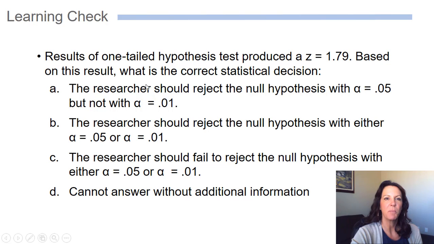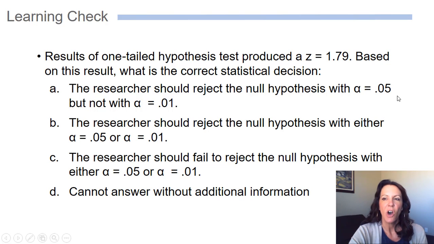Okay, we're going to actually do one more. Results of a one-tailed hypothesis test produced a z of 1.79. That's my calculated z. And am I going to reject or fail to reject at alpha 0.05 and alpha 0.01? So let's think this through. It's a one-tailed test. So if I have alpha 0.05 for a one-tailed test, it's all going to be loaded in one tail. 5% in one tail is equal to a z of 1.65. So between 1.64 and 1.65, we call it 1.65.